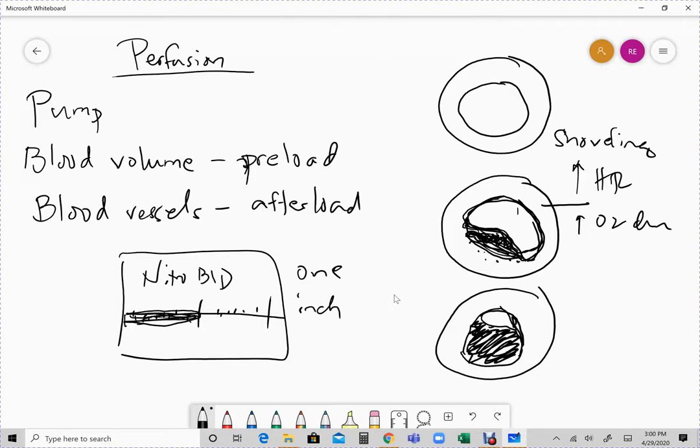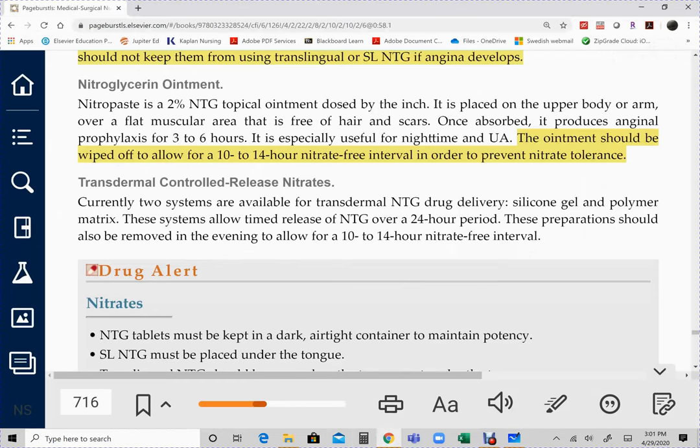So you squeeze 1 inch long, and then you apply this on the patient's skin. There are rules here. Don't put it on a hairy part. Make sure it's a nice, clean area of skin.